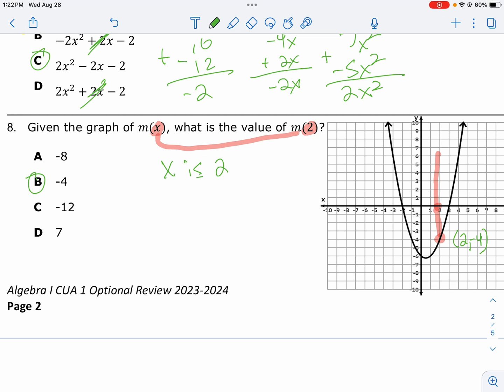But some of you are struggling with this, so maybe this will help. I'm telling you now that we know what x is. x is 2. So basically, well, I'll go ahead and write this.